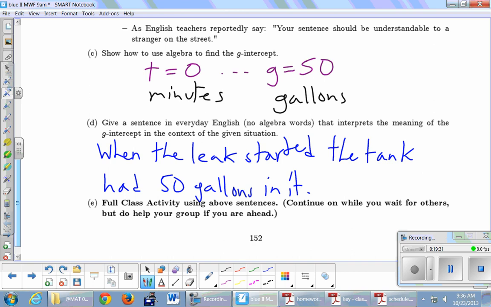Okay, so to be clear, I'm not looking for that sentence word for word, but there are certain characteristics of these sentences that if you are missing, you will lose points. And one of them is one of those 3 words, before, when, or after. Questions on that?